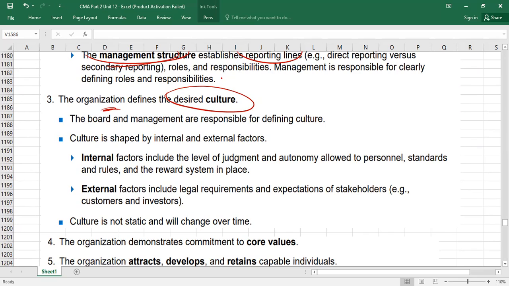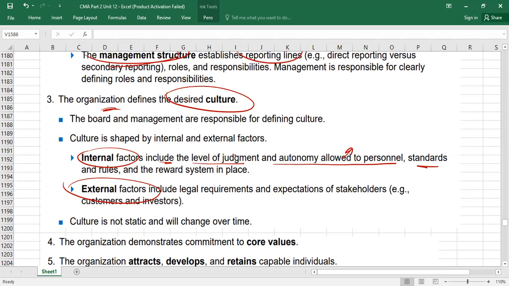And obviously, guys, whenever you are defining the desired culture, you need to consider internal factors also, external factors also, right? You cannot make culture anti-law or anti-regulation. Internal factors include the level of judgment and autonomy allowed to people, like what are their authorities. For example, you give one person the authority to take all investment decisions. This is called autonomy. So you have to see which kind of judgment can be used.